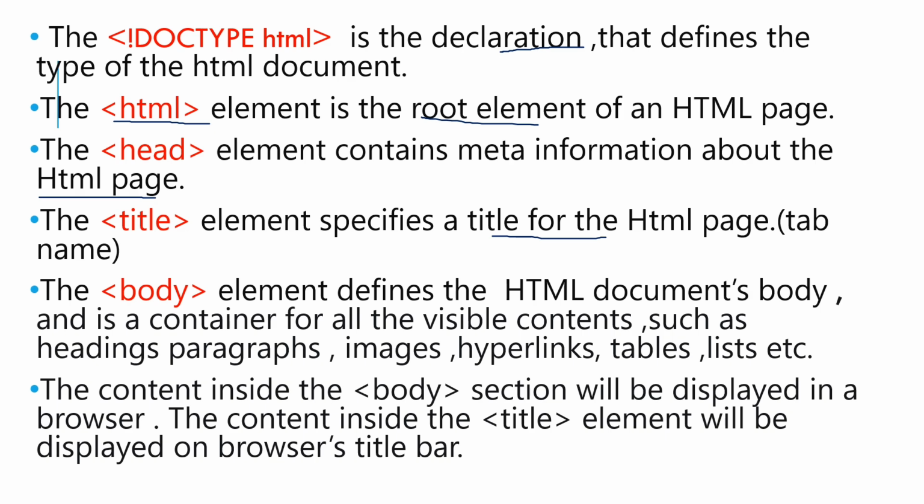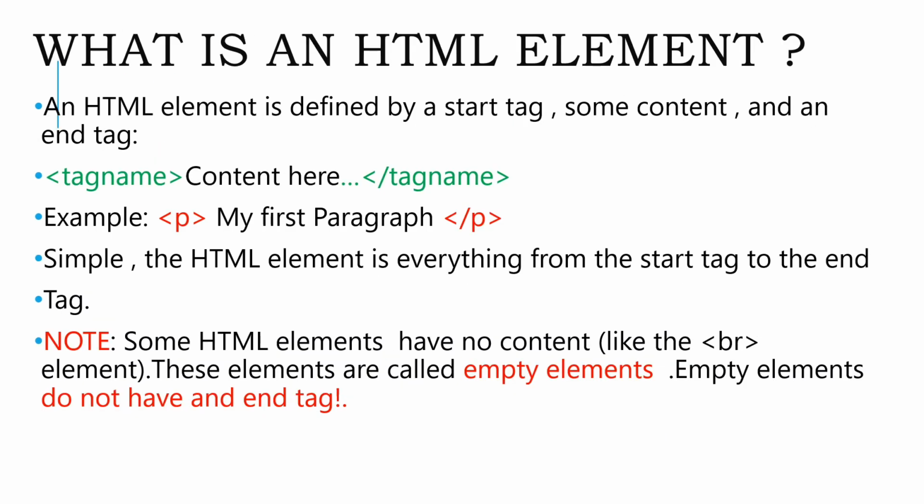Now the head tag contains meta information, data about the HTML data, like the title and other meta information. And the title tag is for the name in the title bar. And the body tag: the data which we write under the body tag is displayed as the website content or web page contents, for example paragraphs and images.